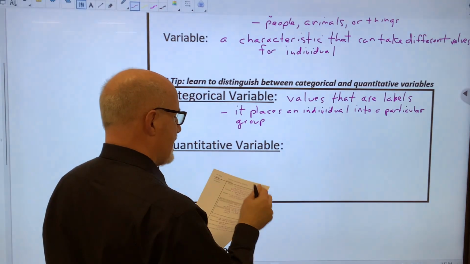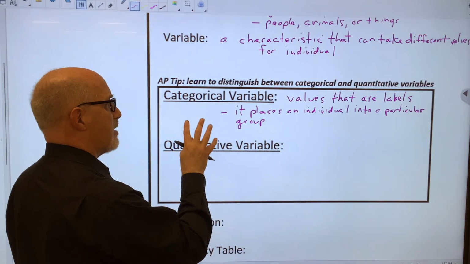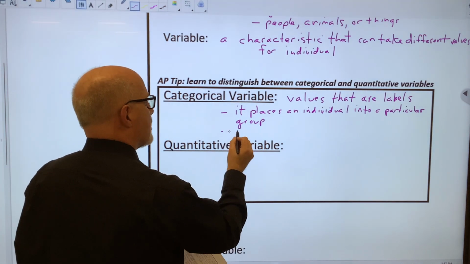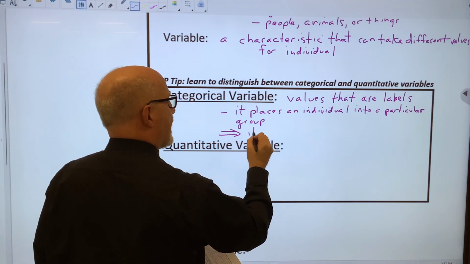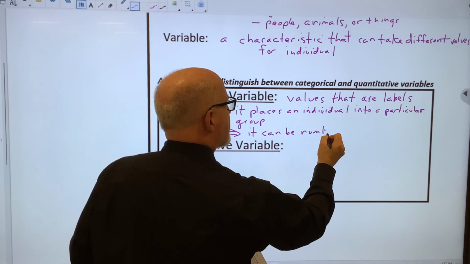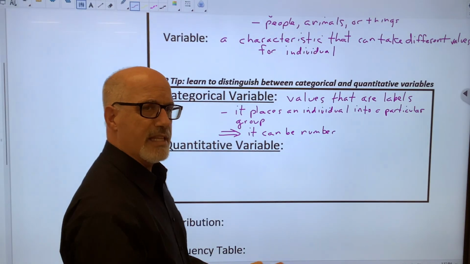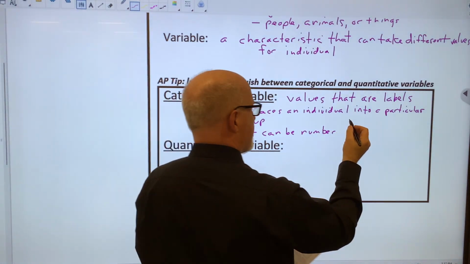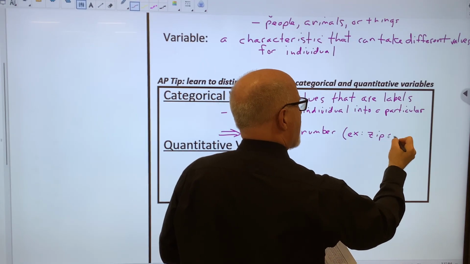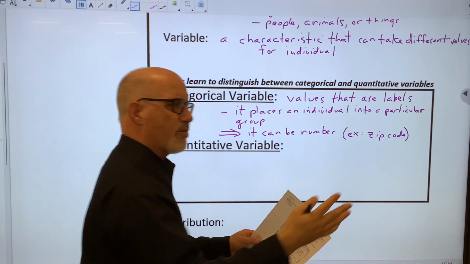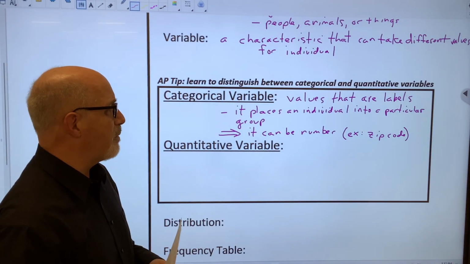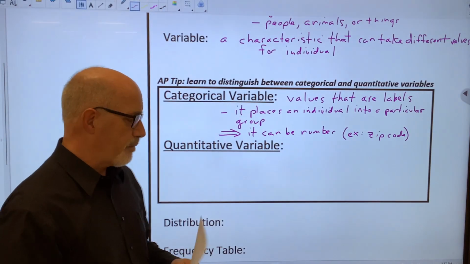All right, so this is important though, because oftentimes people think it can't be numbers, but it can be numbers, okay? So put a little note here, it can be a number, especially when that number is not really measuring anything. Like as an example, I'll give a specific example for this. Example would be zip code. Zip code is assigning a person to a certain region. It doesn't measure the person at all. And so zip code would be a categorical variable.